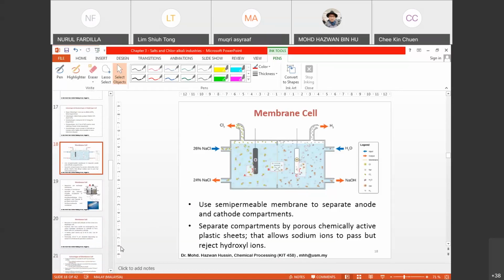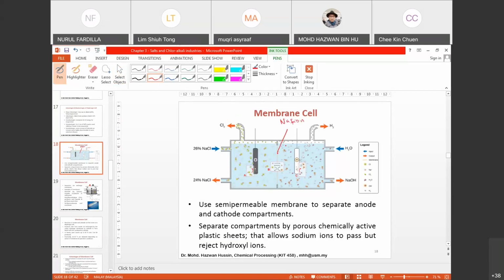So we will move on to the next and last cell used to produce caustic soda. The third one is the membrane cell. The concept of sodium hydroxide production between the membrane cell and the diaphragm cell is almost the same, except for the type of separator. For the membrane cell, they use a semi-permeable membrane or polymer. Normally, the type of membrane used here is Nafion.